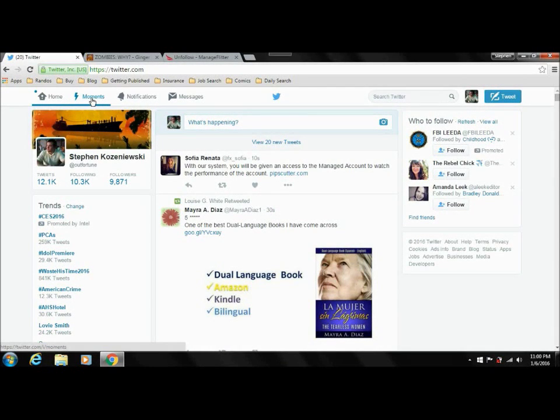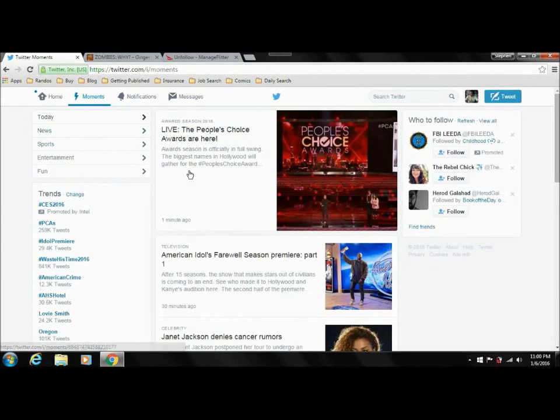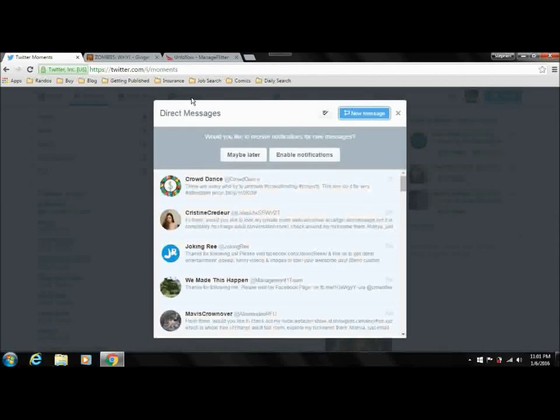Then they have this moments, which I don't really use, but this is kind of like Twitter's answer to the news feed, which Facebook is also doing, where you can see what's going on, stuff about American Idol, that kind of thing. And then we looked at notifications to start with, and then messages.